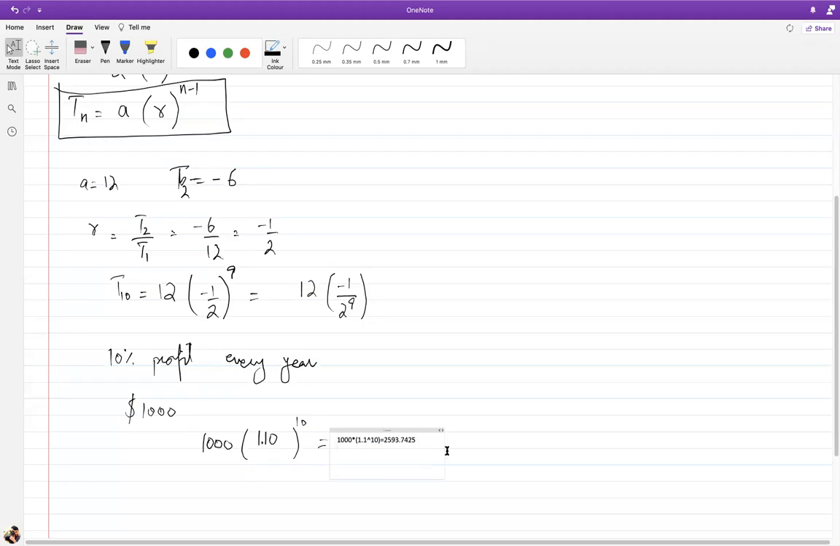Yeah, so after 10 years, I'm going to get $2,594. So that's how much time it takes for me to get 2.5 times my amount. In 10 years at that rate, I think it's a pretty good rate. Okay, so this is called compound interest, and compound interest is simply a geometric series.